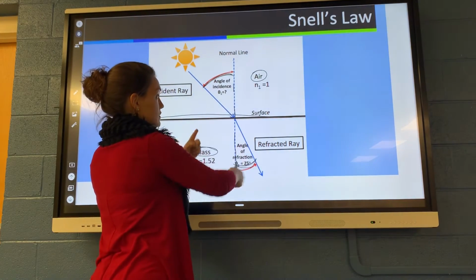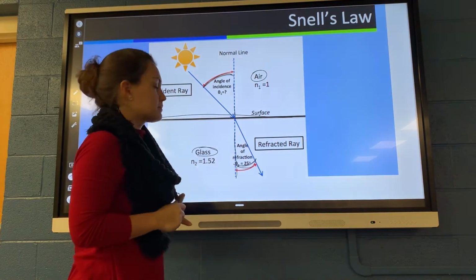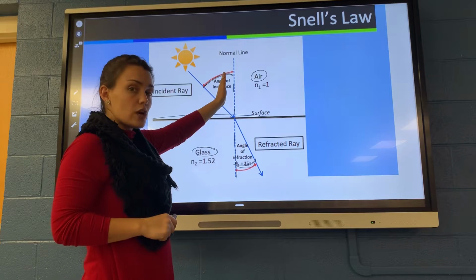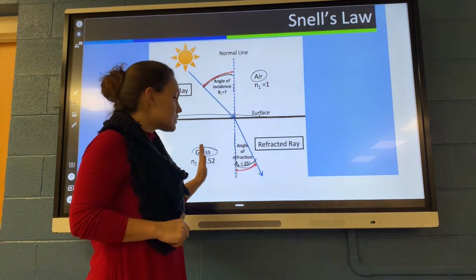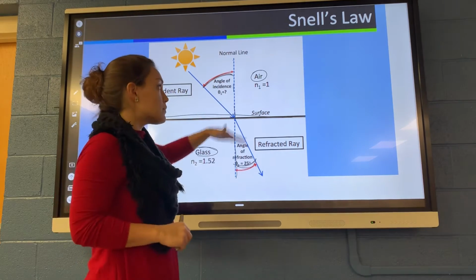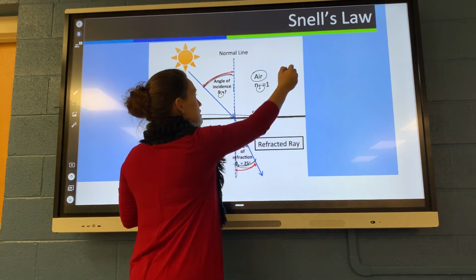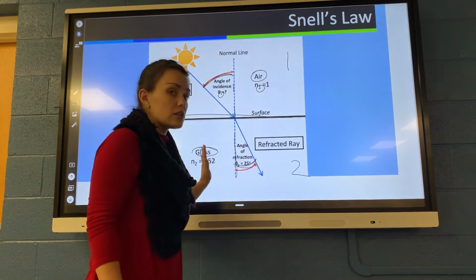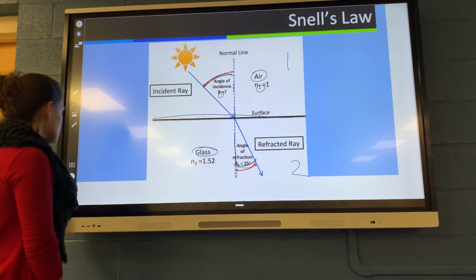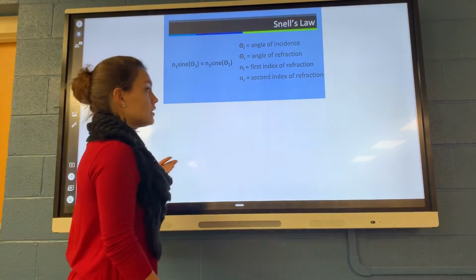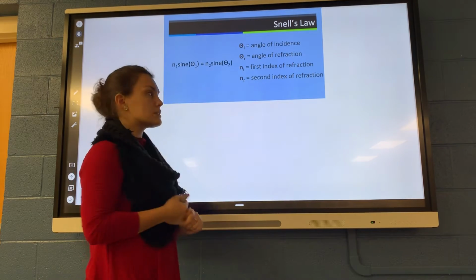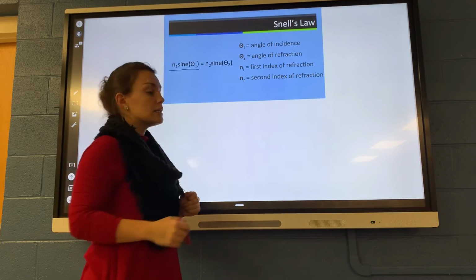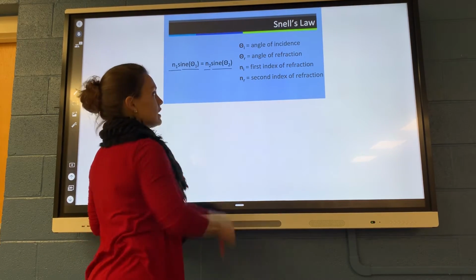So given 3 of these values, I can find the missing one. You have your N value of that substance and the angle at which it's traveling in, and then you have your N value of the second substance and the angle at which it comes out. Top and bottom, this is all of your ones, side 1, and the bottom is 2. So you have N1 and an angle 1, you have N2 and an angle 2. Let's look at some examples. Here is your rule. This should be in your reference table. Check and make sure it is in your reference table. It is N1 times the sine of angle 1 equals N2 times the sine of angle 2.